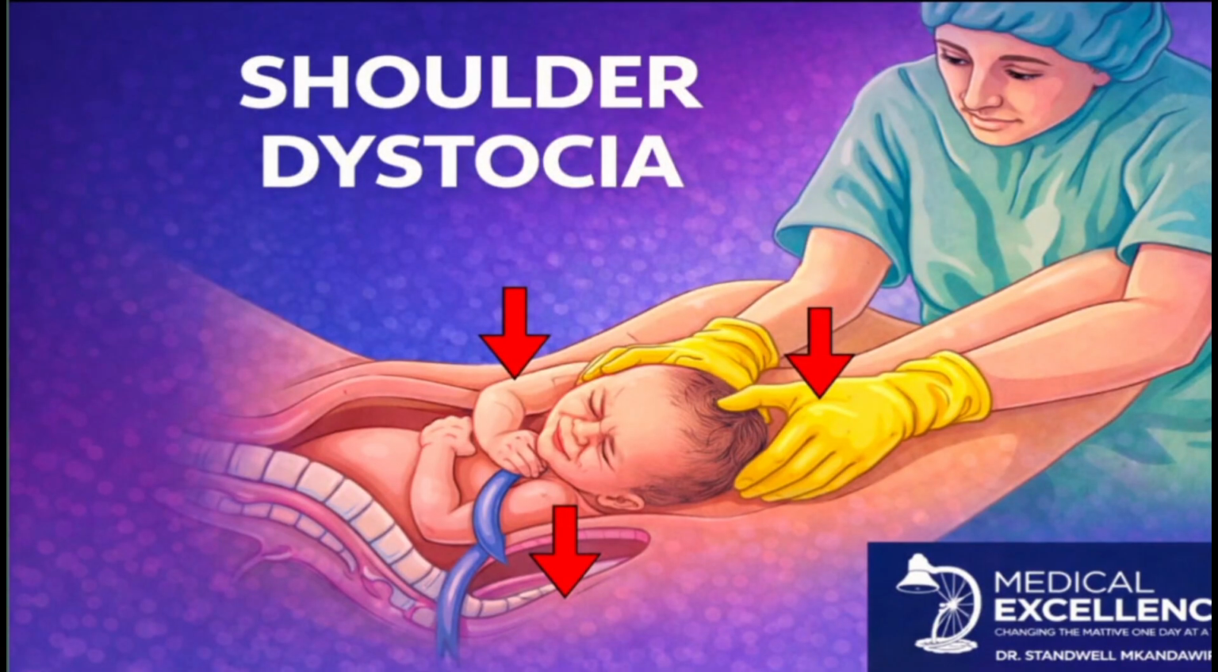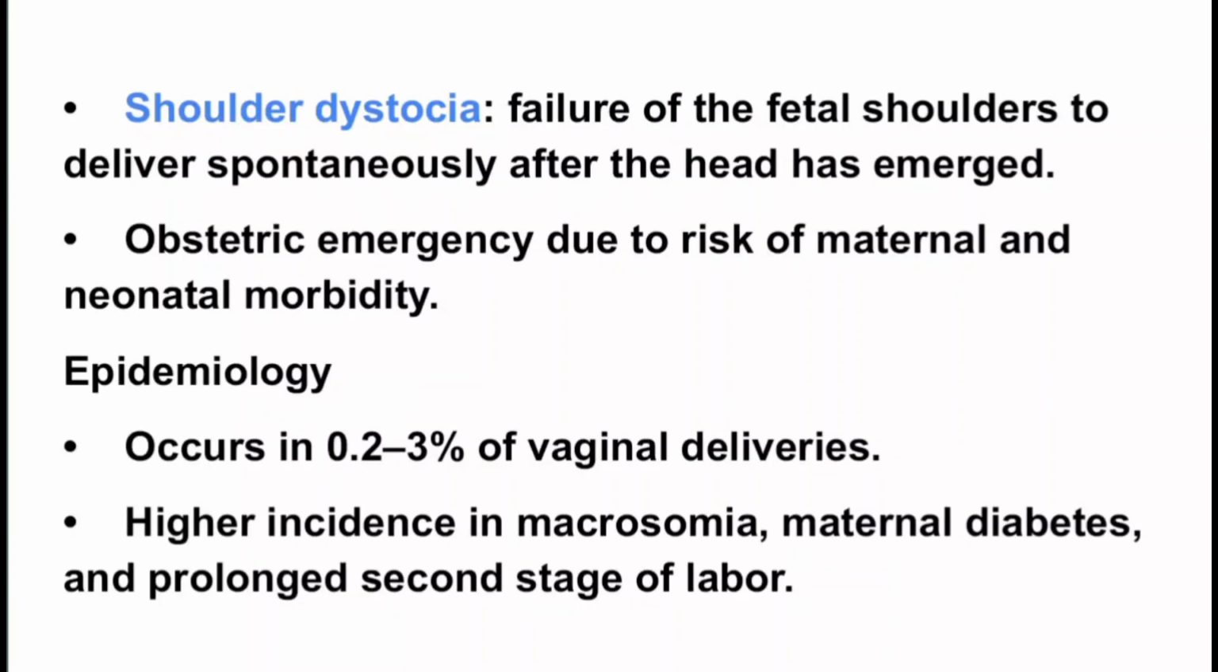Welcome to this session of women's health. In today's session, we're going to be looking at an important obstetric emergency called shoulder dystocia. Shoulder dystocia is simply the failure of the fetal shoulders to deliver spontaneously after the head has emerged. It's an important obstetric emergency because it leads to a risk of maternal and neonatal morbidity.